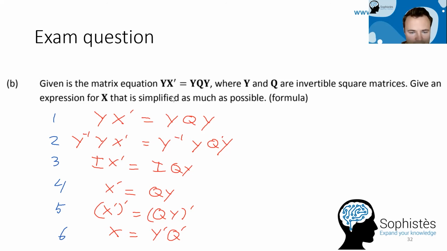And then on the right side, from 5 to 6, I apply this rule, AB prime will be, you change the order and you prime each matrix individually. So here I have QY, I change the order, so it will become YQ, and then I prime each matrix individually. That's what I did at this step. Is that clear? Great. Any more questions?